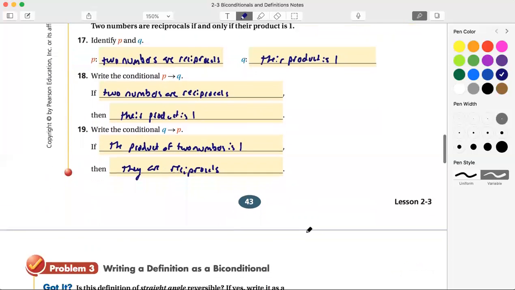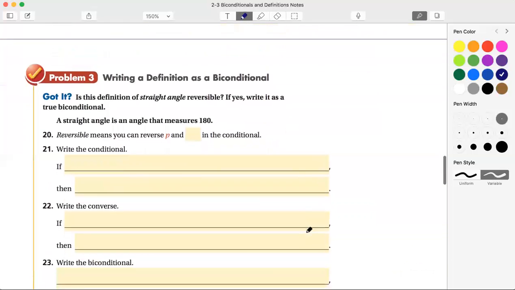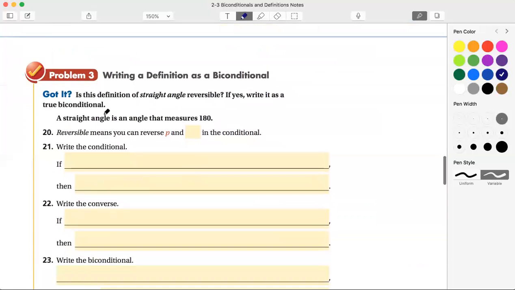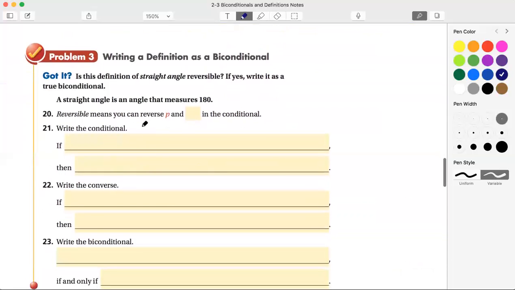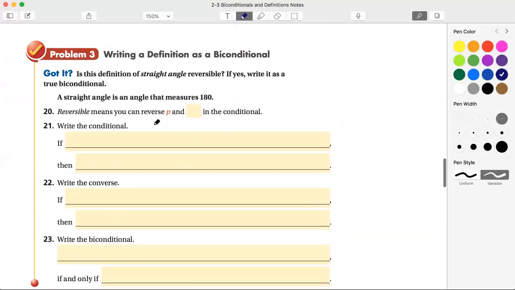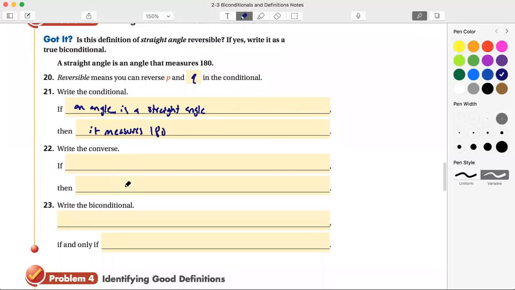All right, so let's try some more. If this definition of straight angle is reversible, then write it as a true biconditional. A straight angle is an angle that measures 180 degrees. Reversible means that you can reverse P and Q in the conditional. So let's write the conditional. If an angle is a straight angle, then it measures 180 degrees.